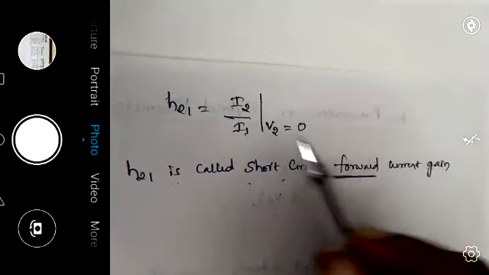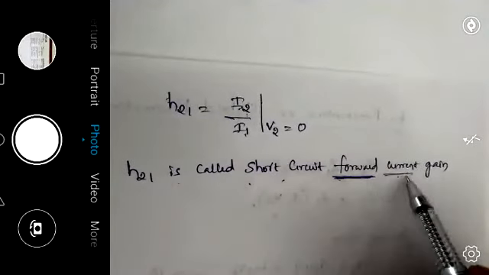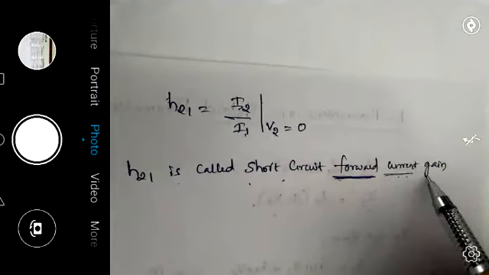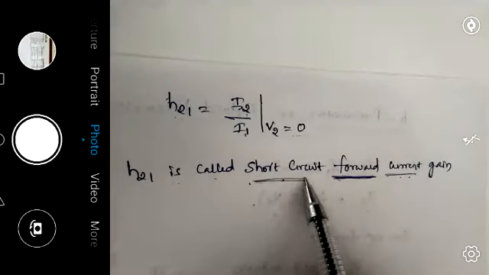Why is it forward? It is the ratio of the output parameter to the input parameter. 2 means output, 1 means input. Because of that reason, it is forward. Both numerator and denominator contain current values. Hence, forward current gain. Output by input always means gain. Hence, the parameter H21 is called the short circuit forward current gain. Okay.